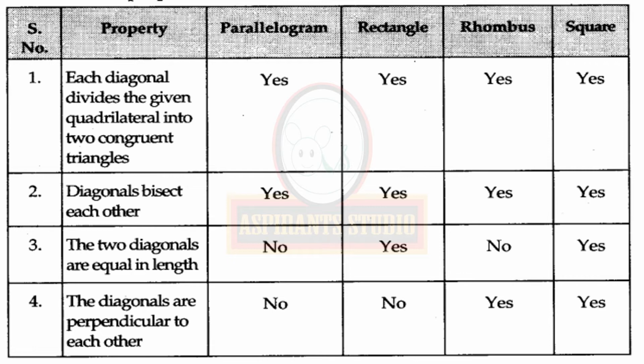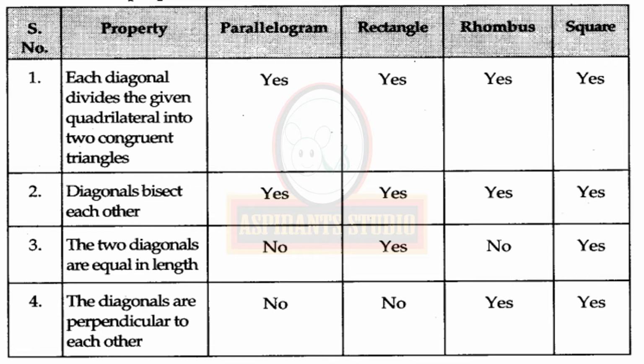So now once again I am repeating the property of parallelogram, rectangle, rhombus, and square. If you take parallelogram, each diagonal divides the given quadrilateral into two congruent triangles. For rhombus, each diagonal divides the given quadrilateral into two congruent triangles. And for square also, each diagonal divides the given quadrilateral into two congruent triangles.